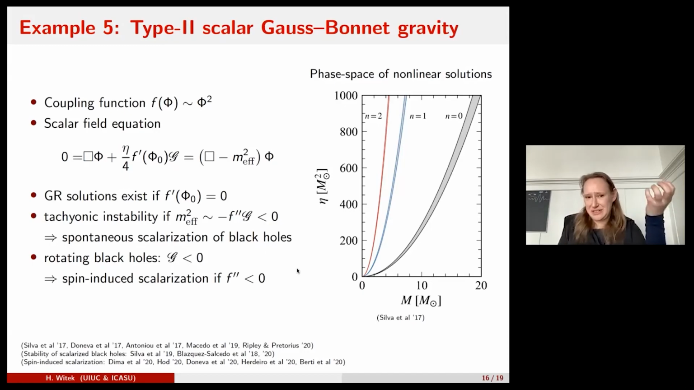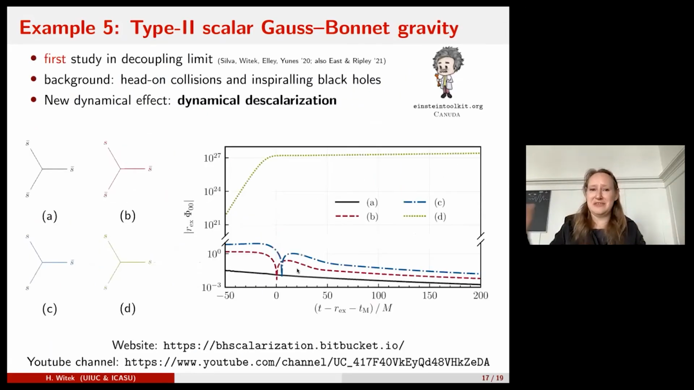If we take these black holes that can be spontaneously scalarized and put them in a binary, what would we expect to happen? When we started out the project with Hector, we actually thought along the lines of what we've seen for the neutron stars in the very beginning, that we would have some dynamical scalarization as the black holes collide.